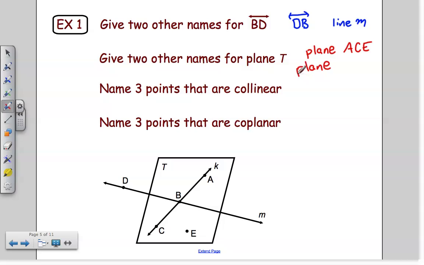Let's pick a different combination of 3 points on the plane. How about BCE? And you might be wondering, could I pick all 3 of these on the line? Yeah, you can, and that's totally fine as well. They're all on the plane.